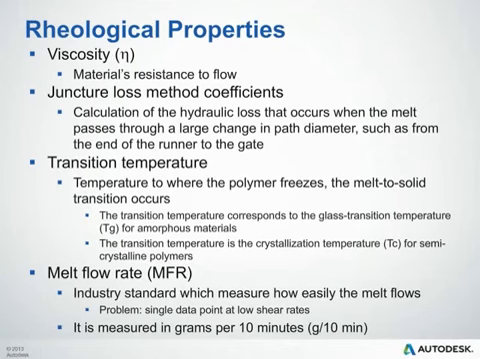The melt flow rate, or some may call it an MFR number, is basically an industry standard test which measures how easily the melt flows. The way this runs is there's a given die with a diameter, and we apply a certain pressure at the top of this die to force the plastic through it. We time this over a 10-minute period and simply see how many grams come out the bottom of that die. So it's typically measured in grams per 10 minutes.